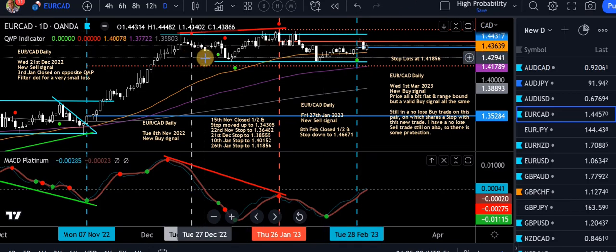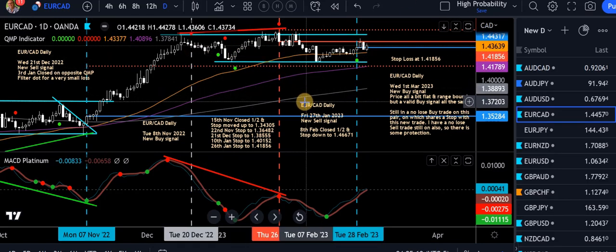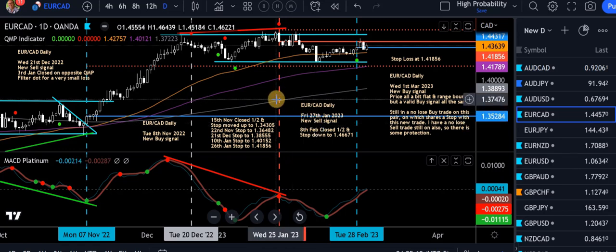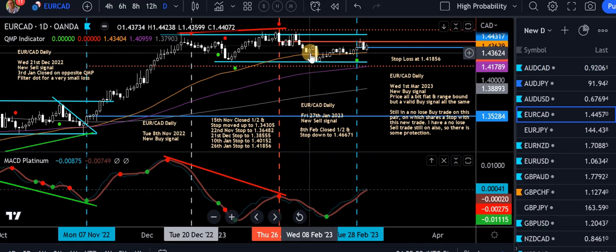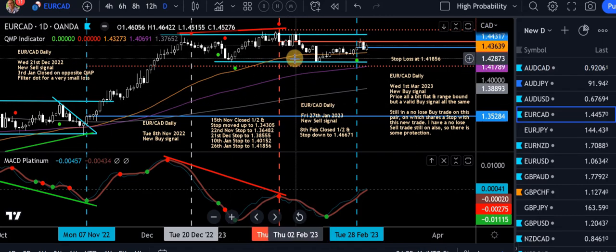In the meantime, I think we've had a crack at a few sells. Yeah, this is the last one we took here. Sell here, 27th of Jan. It sort of went in our favour a little bit, then dropped off nicely. 8th of Feb closed half, so what are we looking at in here? Closed half, dragged the stop down, so we can't lose on this at all. Can't lose on that, can't lose on this buy.